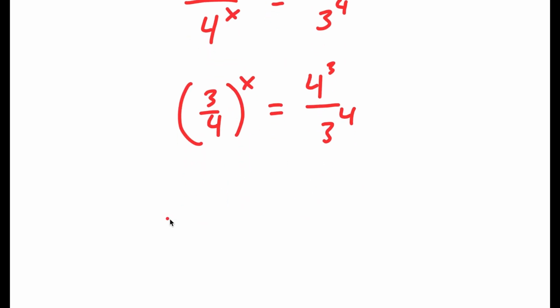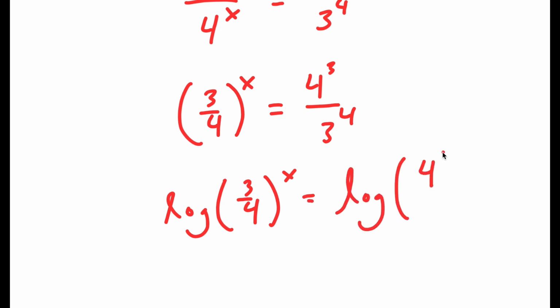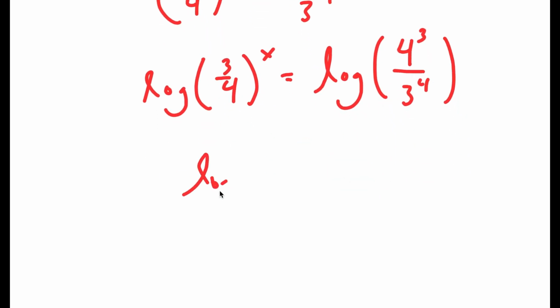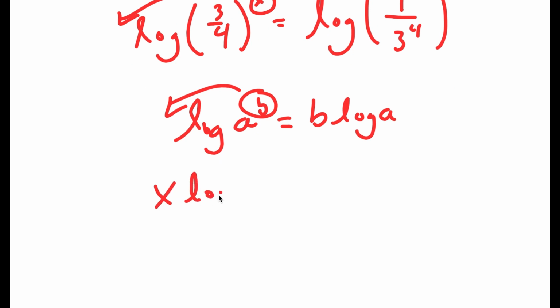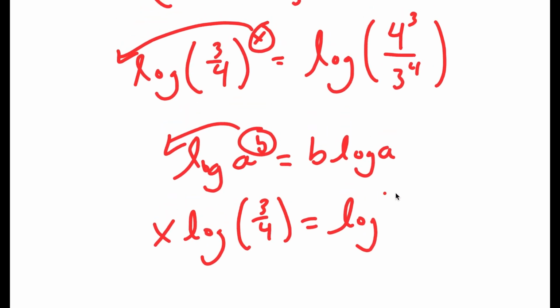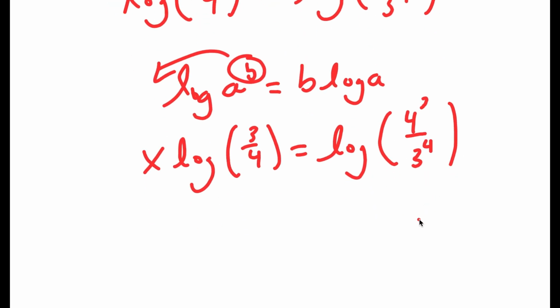And now I'm going to take the log on both sides. So I have log of 3 over 4 to the power of x is equal to log of 4 to the power of 3 over 3 to the power of 4. Now if I have something in the form log a to the power of b, I can move this exponent b to the front. So it's going to equal b times log a. So in this case, I have log of 3 over 4 to the power of x. And I can move x to the front. So I get x times log of 3 over 4 is equal to log of 4 to the power of 3 over 3 to the power of 4.